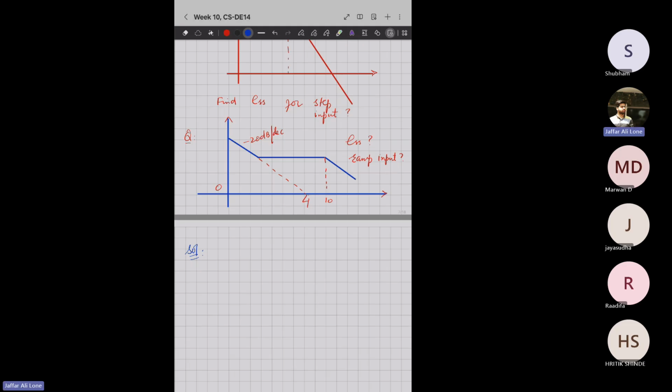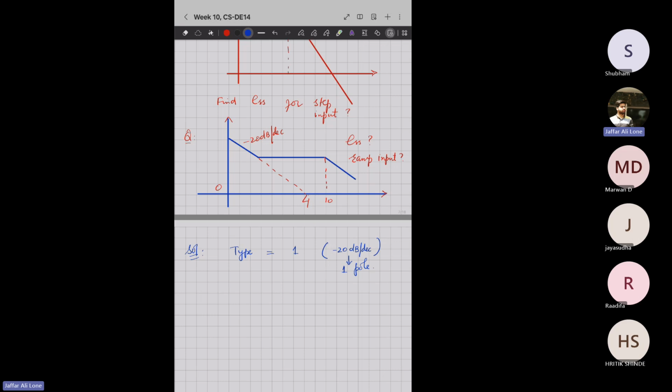Now see, for a ramp input, what is the type of this system? The type is 1. Why? Because the initial slope is minus 20 dB per decade, that means there is one pole at the origin. That means the type is 1. Okay.